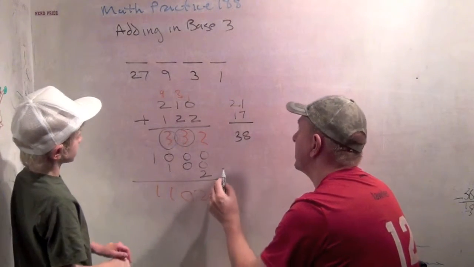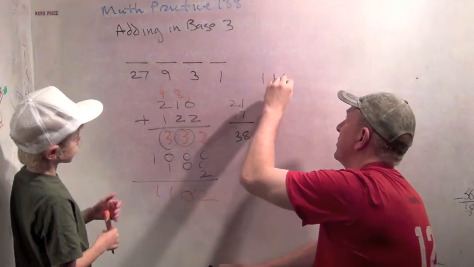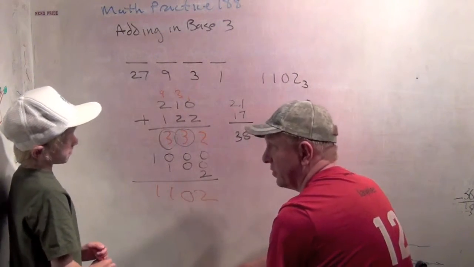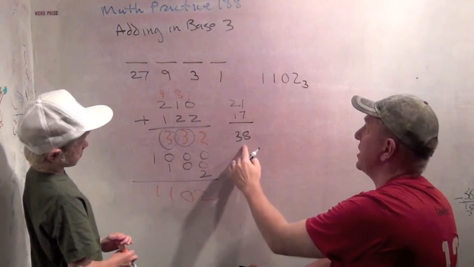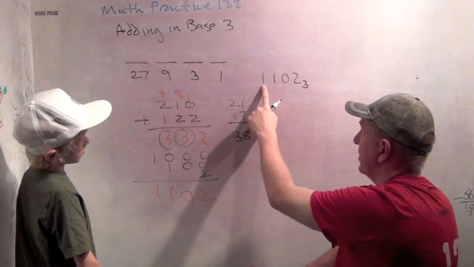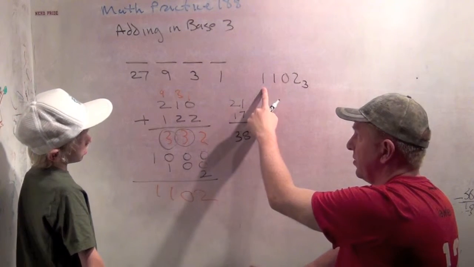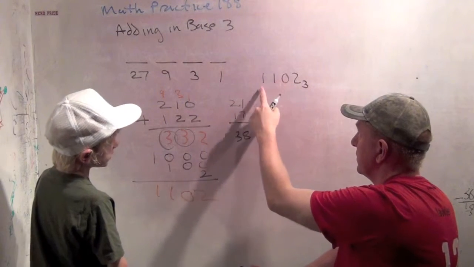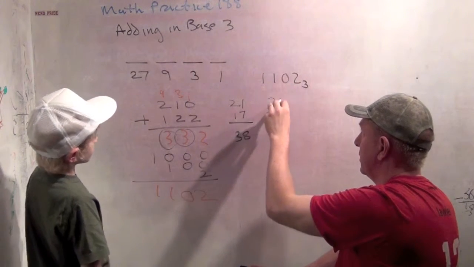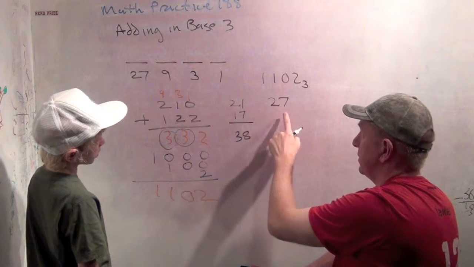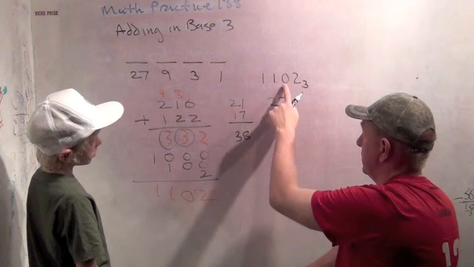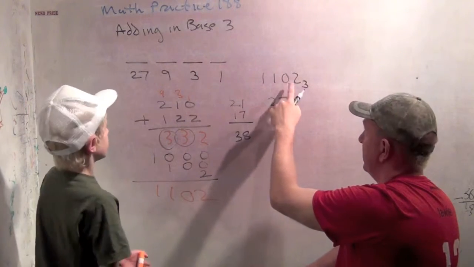1102. Now let's check. In base 3, sometimes you write a little 3 like that to remind yourself. Does this equal 38 in base 10? Well, what does this 1 represent? What does this 4th digit represent? Well, that's 1, 3, 9, 27. So it's 27 plus 1 9, plus 0 3s, plus 2.